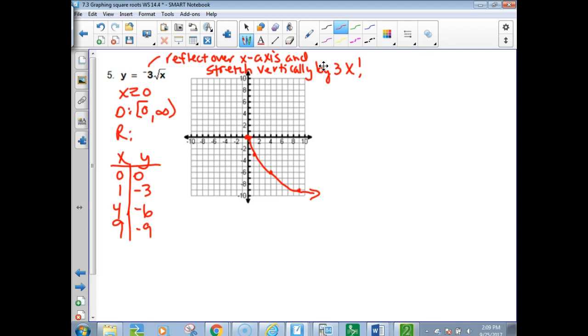So the y's went up 3 times as fast in value. It's almost like multiplying the y values by 3. Well, negative 3 in this case. Domain, I already wrote was negative infinity, infinity. The range would be negative infinity up to 0. Okay, do you have this?